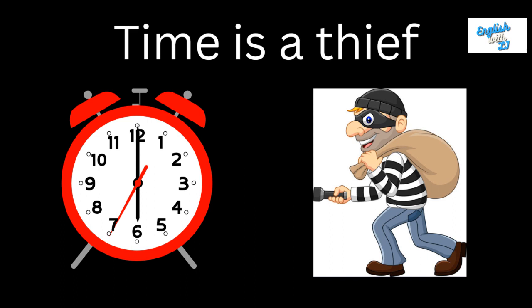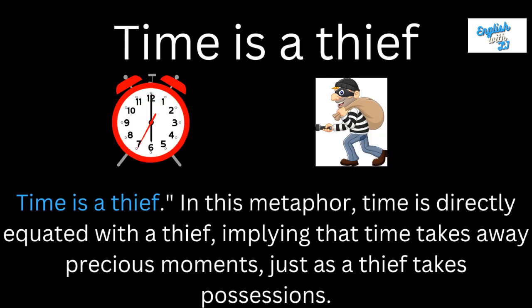So let's have a look at an example. Time is a thief. This is a metaphor that is used in English. So we have here a clock and a thief, a burglar. And the metaphor is that time is a thief. In this metaphor, time is directly equated with a thief, implying that time takes away precious moments, just like a thief takes away precious possessions.